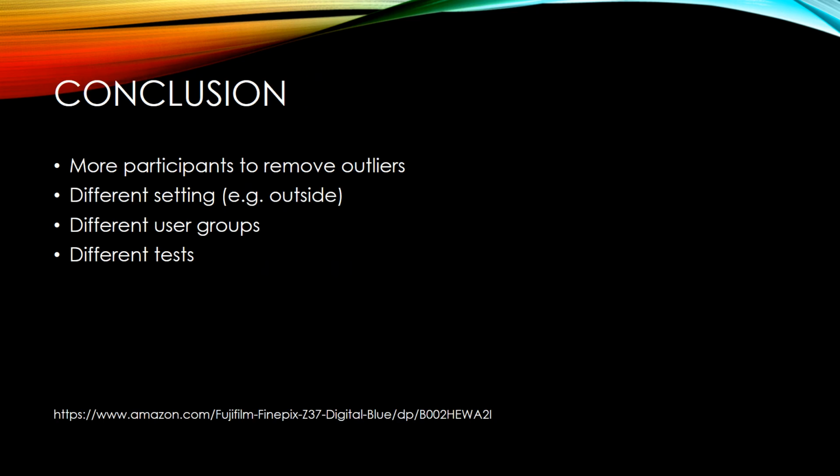So for our conclusion, we want more participants to remove some of the outliers. We would also want a different setting such as outside because that's where you would use the camera. And also we'd like to use different user groups to test if there's any outliers, and we also want to try different tests.